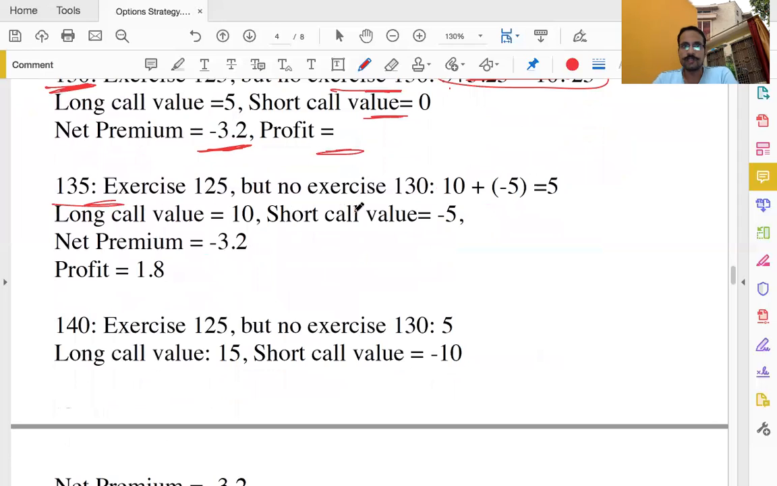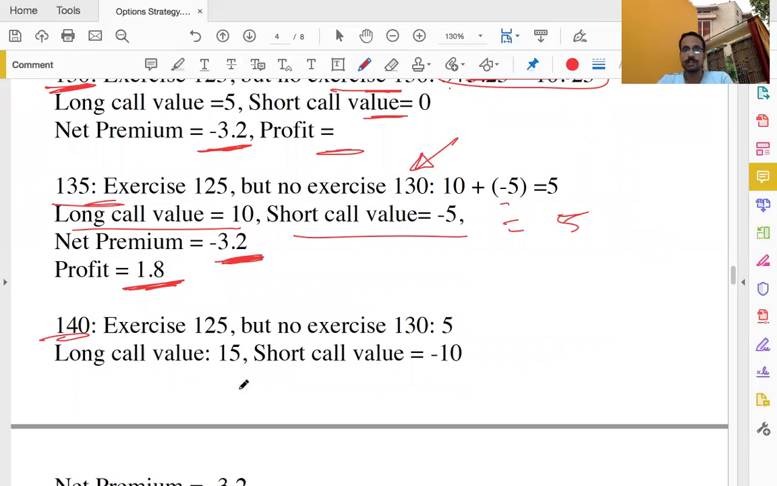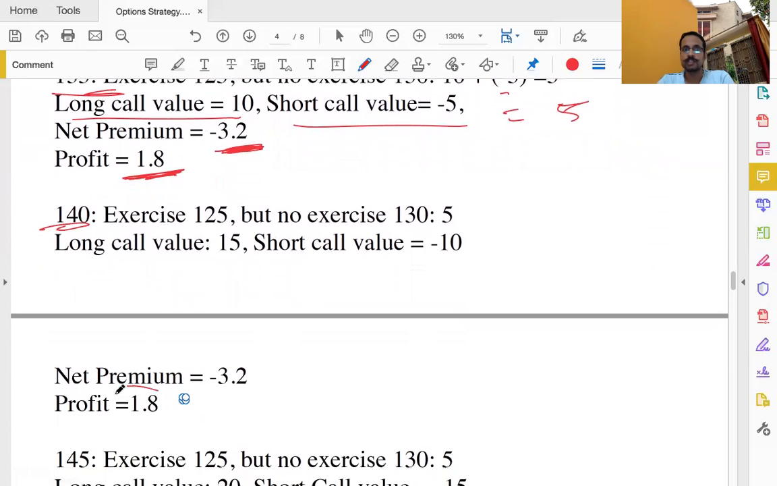In case of 135, similarly, long call value is 10, the short call value is negative 5. Why so? Because now this fellow to whom I have sold at 130 is going to exercise this. I'll have to shell out 5 from my own pocket. So the net from the call value is 5, and still you have net premium negative. So the profit is there, but not too much. At 140, your profit actually increases. Right? So this is how this particular strategy is going to work, and we're going to see the graph also.